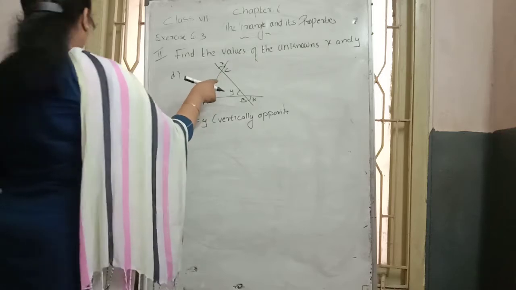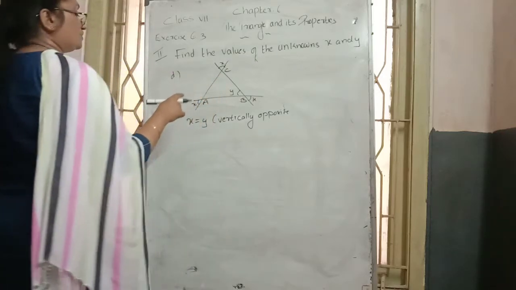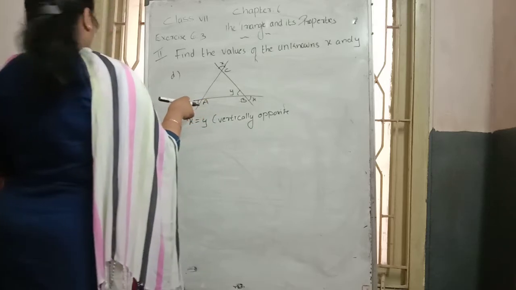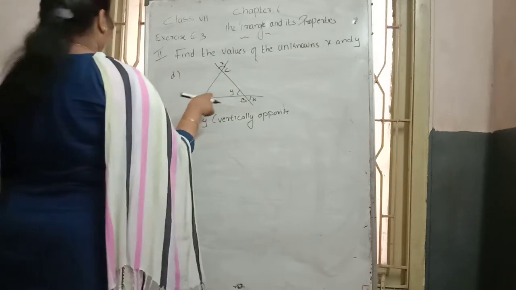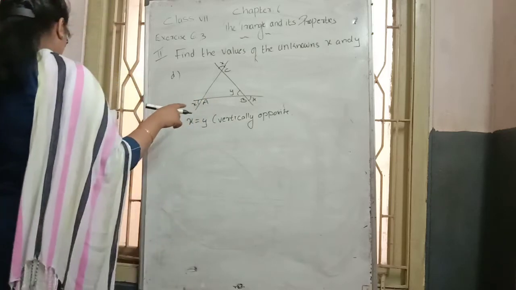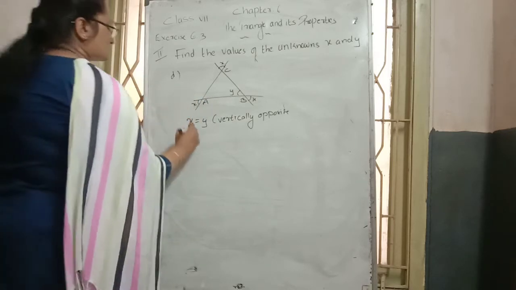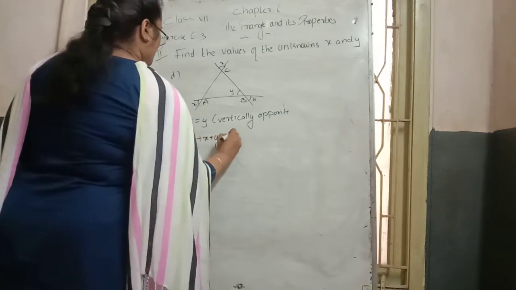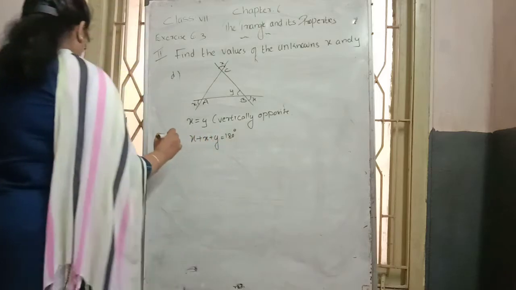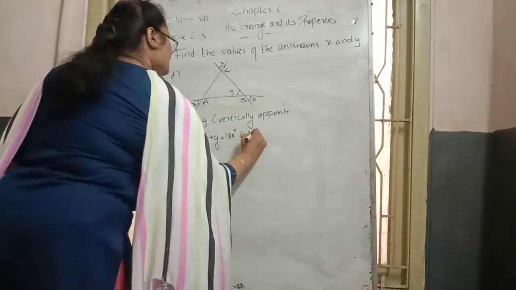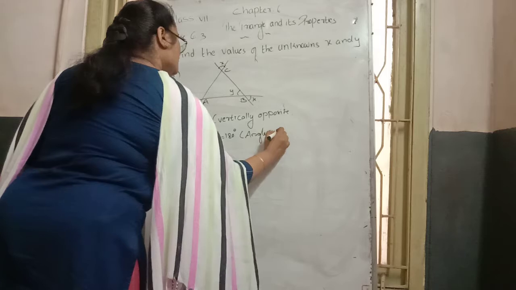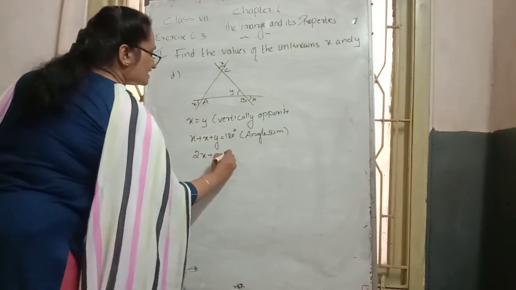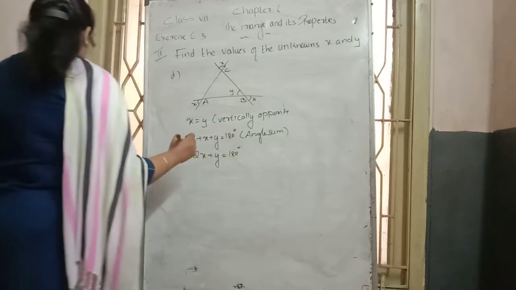Then next here, we apply the angle sum property. Applying the angle sum property, we can write that, since they are vertically opposite, x and y are equal. X plus y is equal to 180 degrees. How many x are there? 2 times x are there. So 2x plus y is equal to 180 degrees.